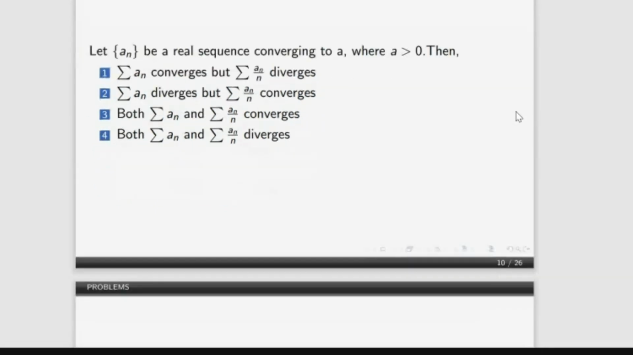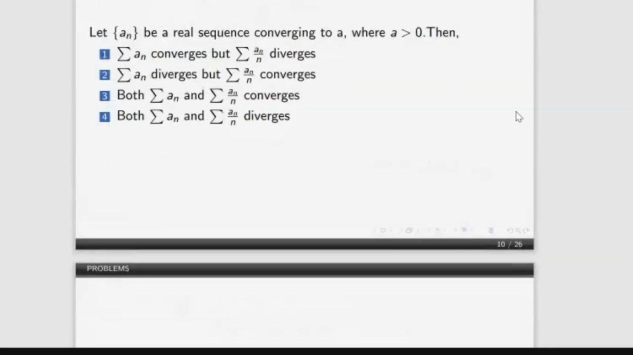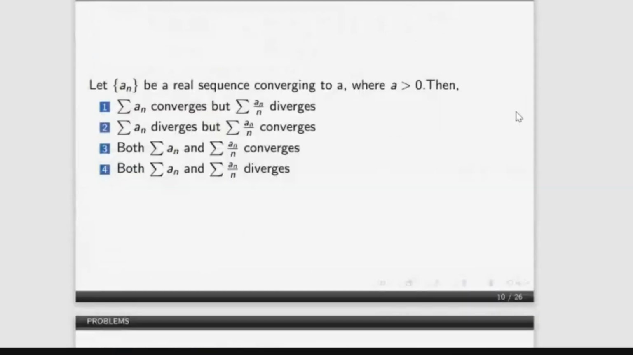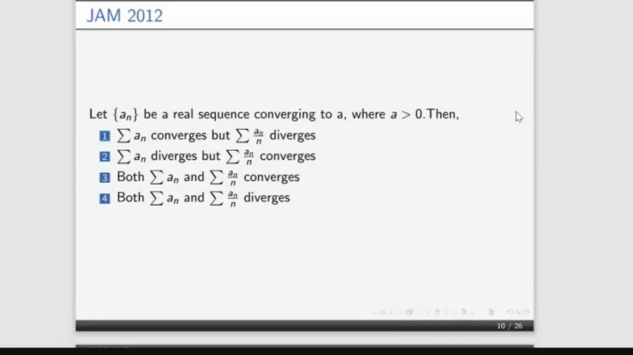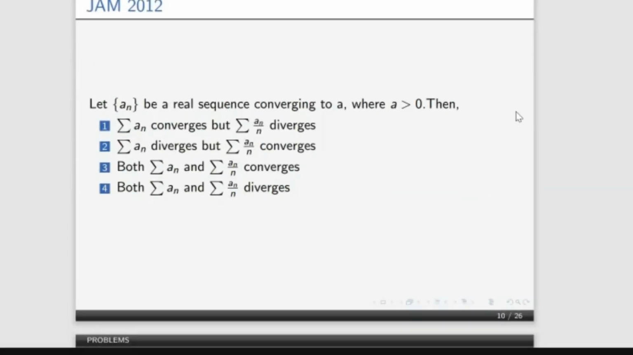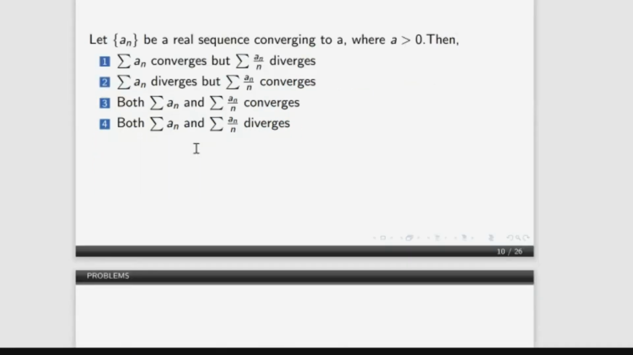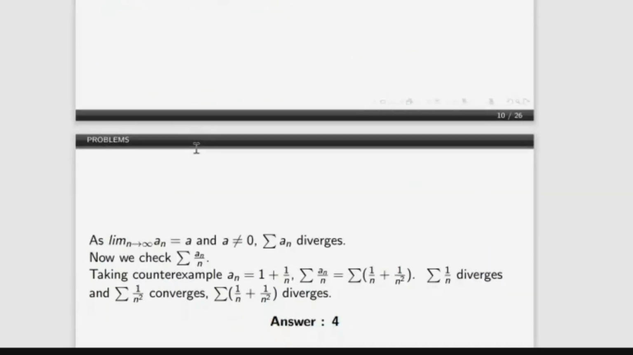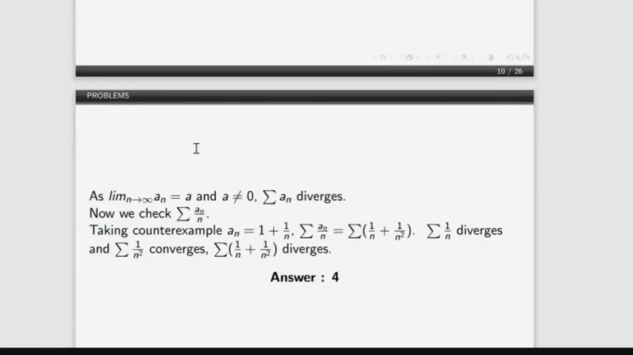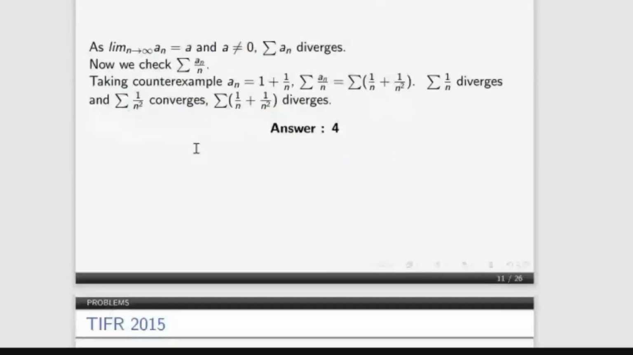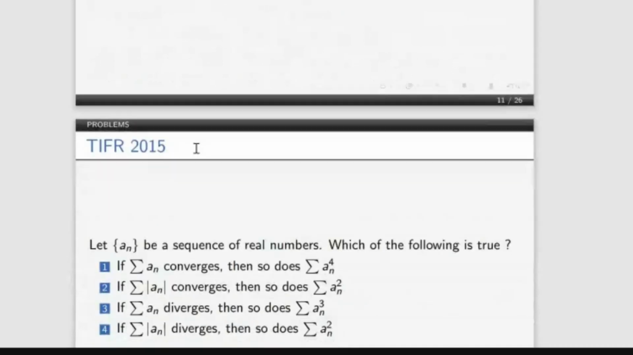Clear, Anna? Okay. In a counter example, an can be 1. One second, let me check. An is a real sequence. Yeah, of course, we can take a simple counter example as an equal to 1. That is the right way also. Very good. So we'll go to the next question.